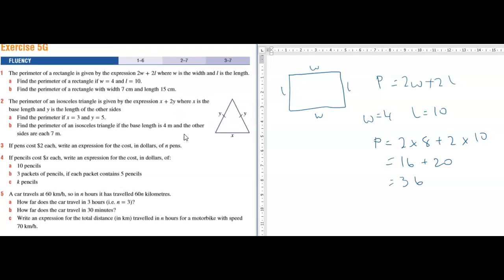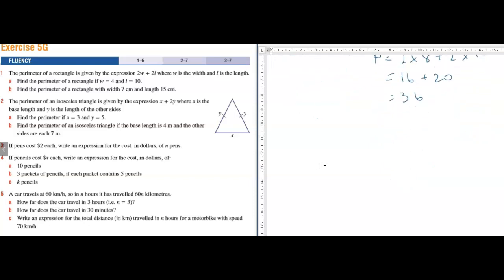All right, question 3. If pens cost $2 each, write an expression for the cost in dollars of n pens. Okay, so let me just write question 3. Whoops, I was supposed to do that in a different color. So we've got n pens. Now, the letter we choose is just up to us. Sometimes it makes sense. So here n could probably represent number of pens, or you could have P for pens, you could have X, you could have K, doesn't matter. So the letter that you use, there's no real theory behind it. So in this case, it's just n. So if they're $2 each, you're going to have 2n. So if we had 10 pens, it's going to cost us $20. You just substitute in for that n.